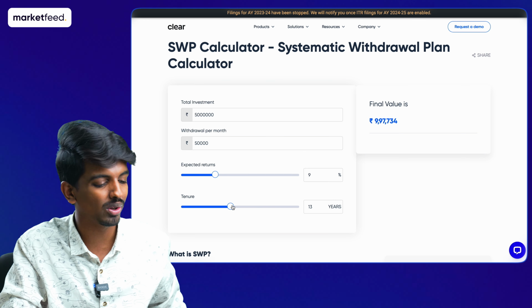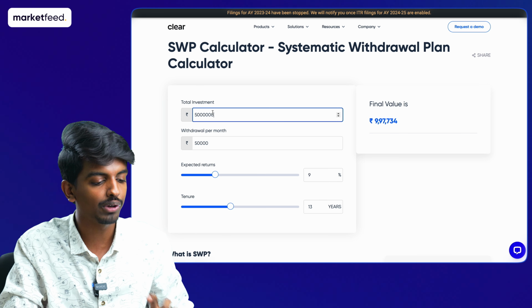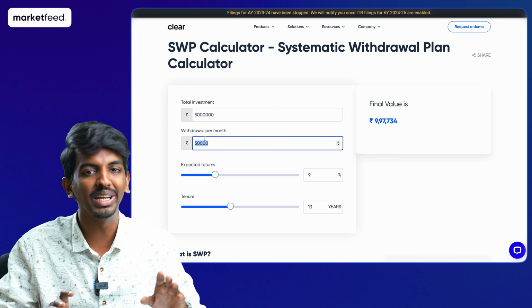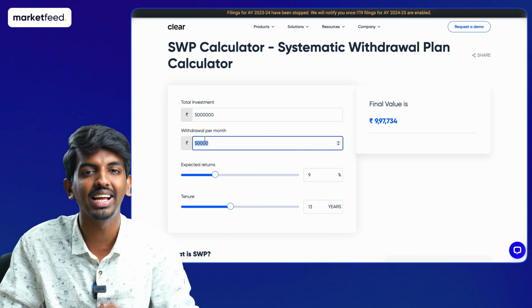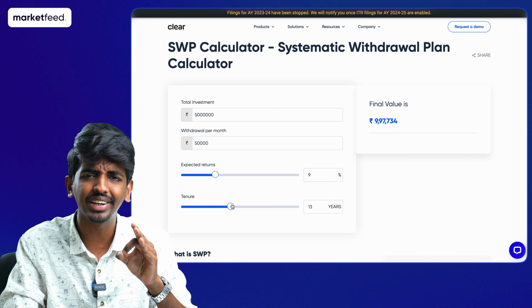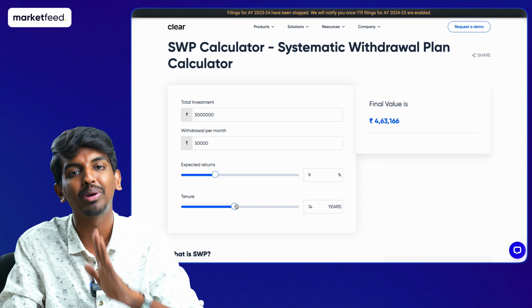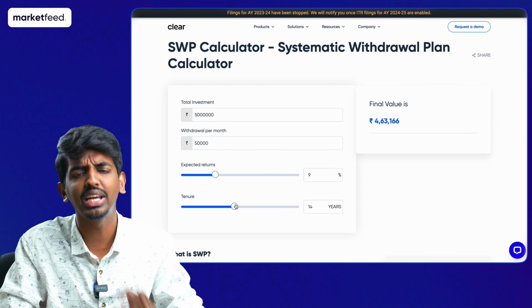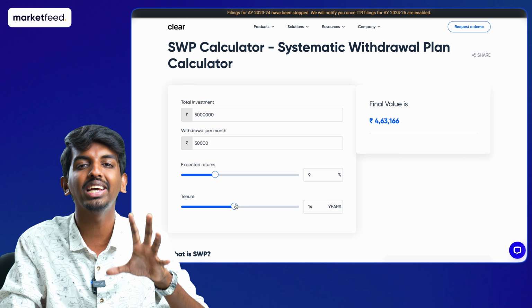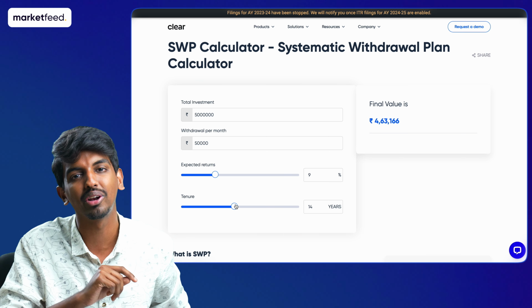Let's say you want to follow the same calculator but with a more realistic amount. Let's say you have a 50 lakh corpus right now, and you want to maintain your lifestyle with an additional monthly income of 50,000 rupees after your retirement. Here, just expecting a 9% return, over a 13 to 14 year period, you'll end up running out of your money. Let's say you're 50 years old by the time you retire. By the age of 64, your money will start running out, and this will help you plan your investments and your journey accordingly.